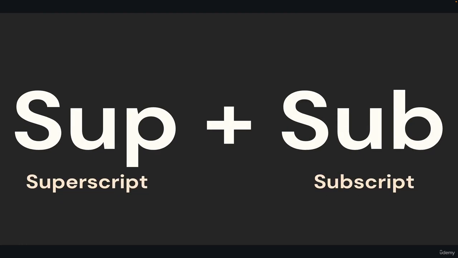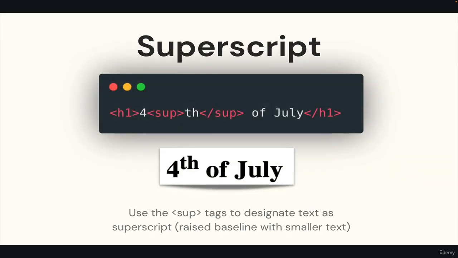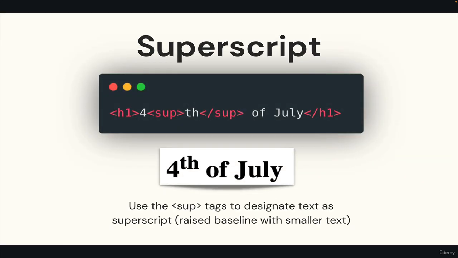Next up, we have two simple elements, superscript and subscript. So we use these to create superscript and subscript. If you're not familiar with those terms, superscript refers to text that is typically elevated off the baseline and has a smaller font. Exponents are a classic example, or the ordinal numbers, where you do first, second, third, fourth, fifth. The th there is elevated off the baseline.